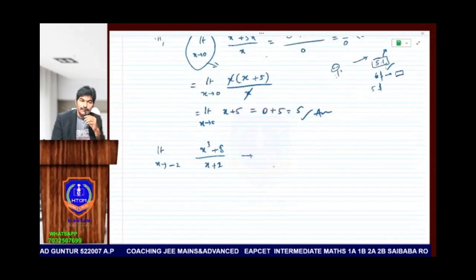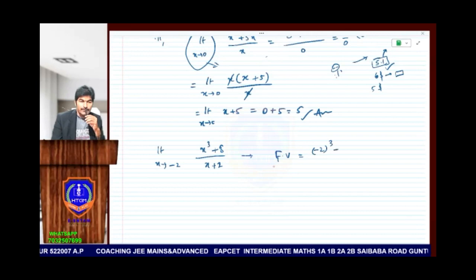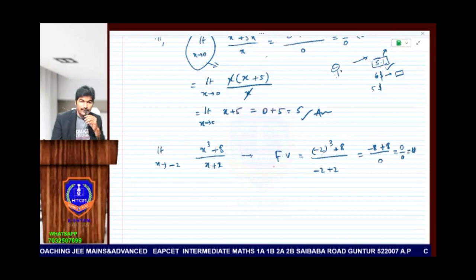Tell me the functional value. It's undefined. Yes, minus 2 cube plus 8 divided by minus 2 plus 2. It will be minus 8 plus 8, and this is 0. So 0 upon 0, clearly it is undefined, the undetermined form. So we will do limit questions.